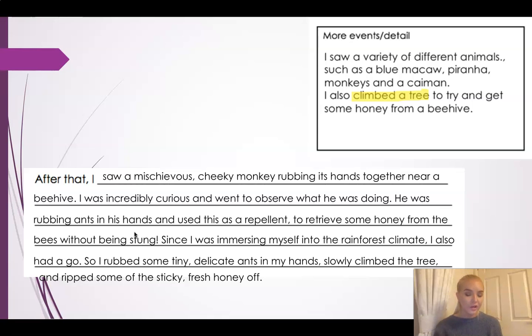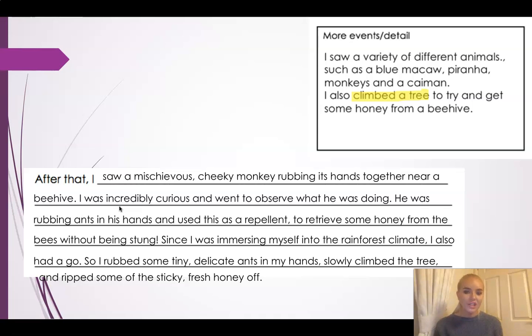And I can see here, well, can you spot any of the features of a diary that I've used in this paragraph? Pause the video and have a think. Did you spot that I've got these expanded noun phrases throughout? I've got the mischievous cheeky monkey, tiny delicate ants, sticky fresh honey. I've got these adverbs. I've slowly climbed the tree. Incredibly curious. So I've got lots of these ambitious words that really make my writing come alive.